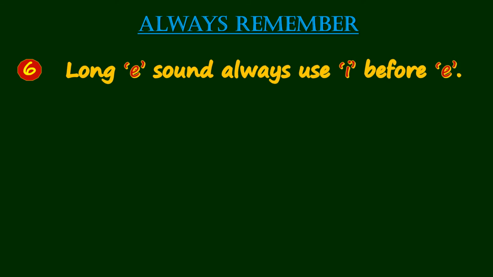Now, this rule number 6 is totally different. It says that in case you have a word where you can hear a long sound of E, to write that word, you need to remember that for this long sound of E, you will first write I in the spelling and then E. For example, chief. You can hear this long sound of E.